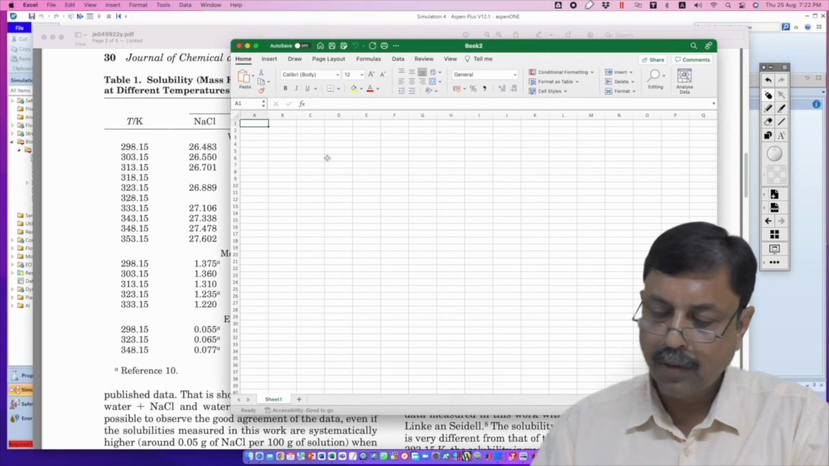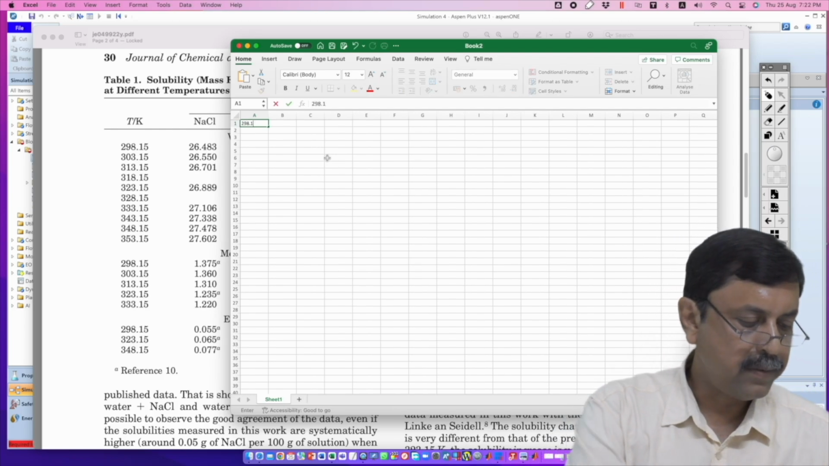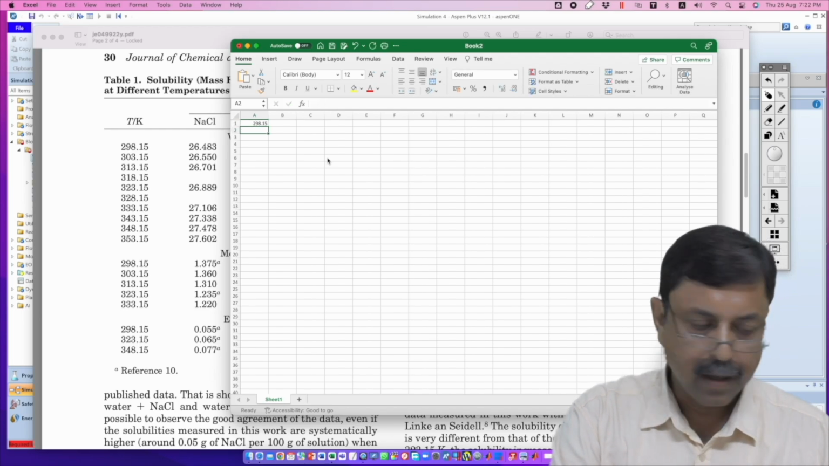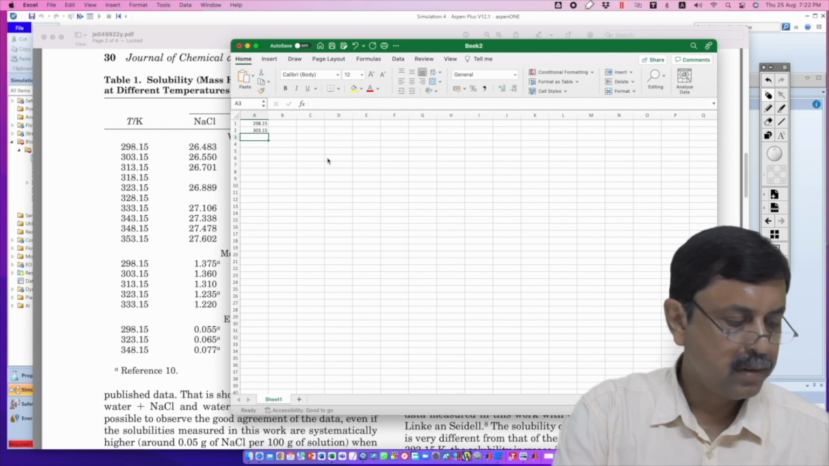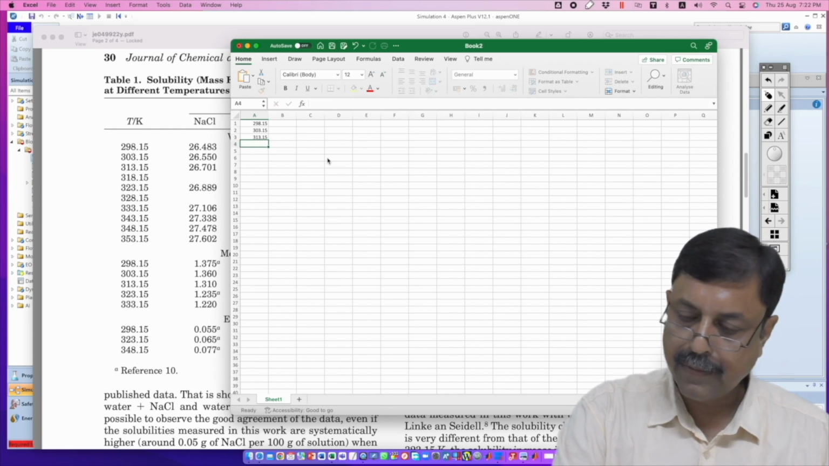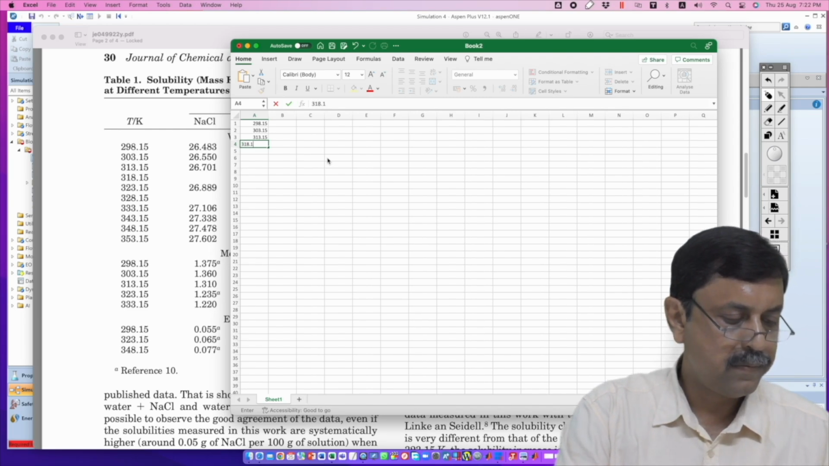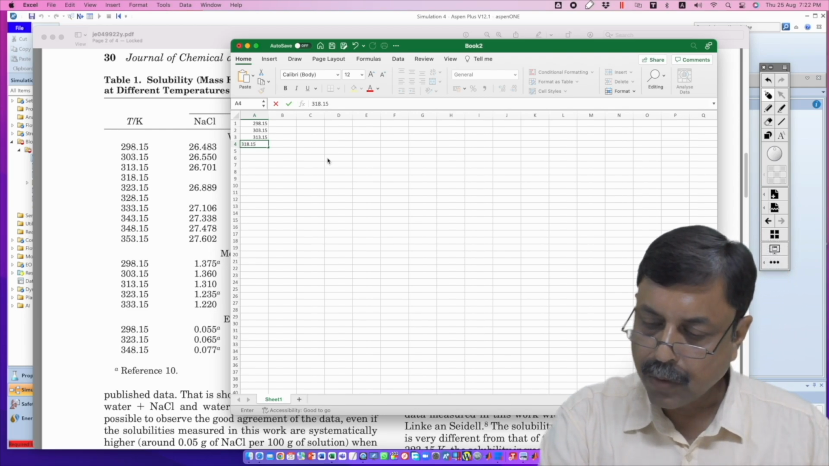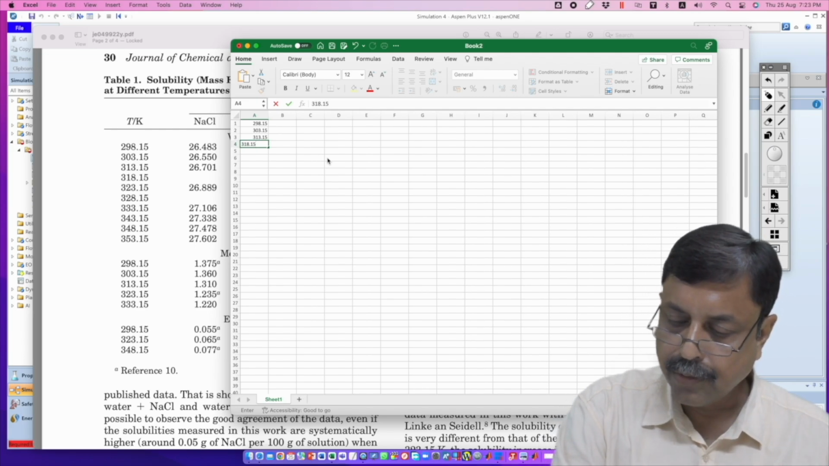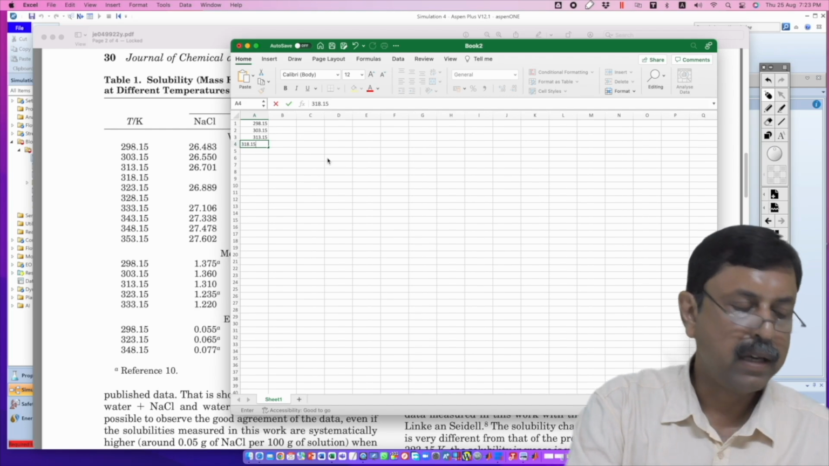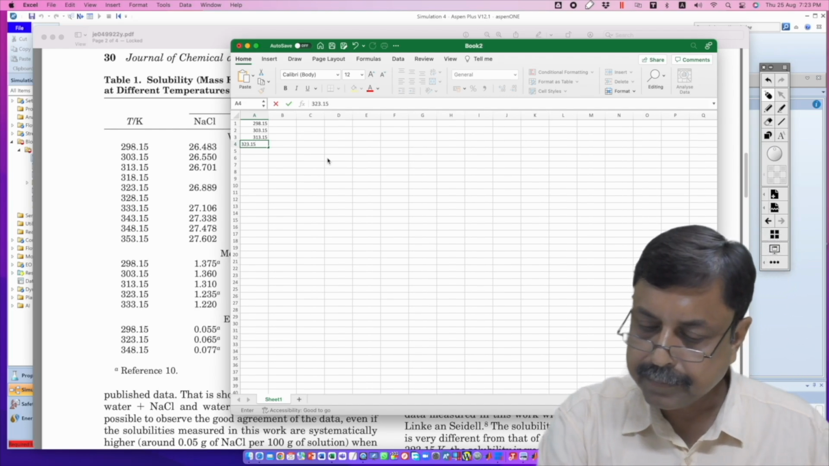And add these values. So it is 298.15, 303.15, 313.15, 318.15. No, for 318.15 we do not have any data, so we do not have to give it. So we go to 323.15. So it is 323.15.